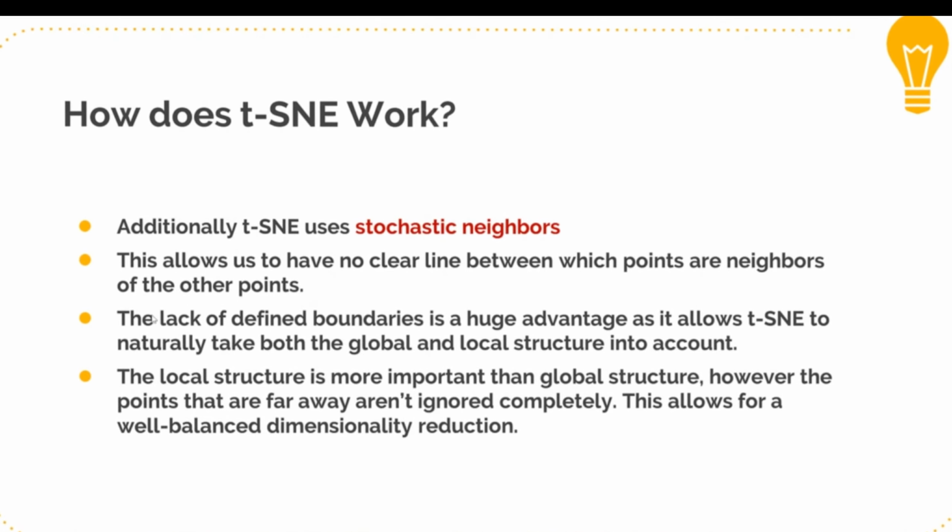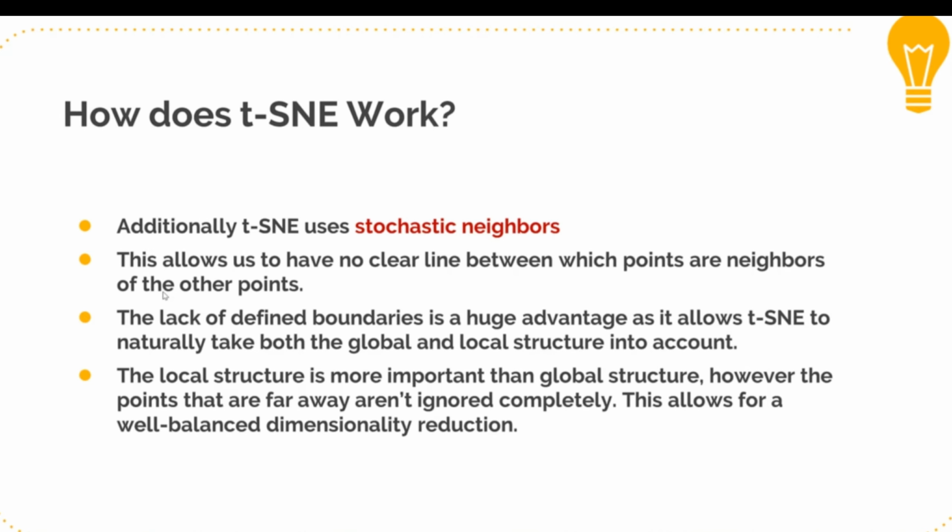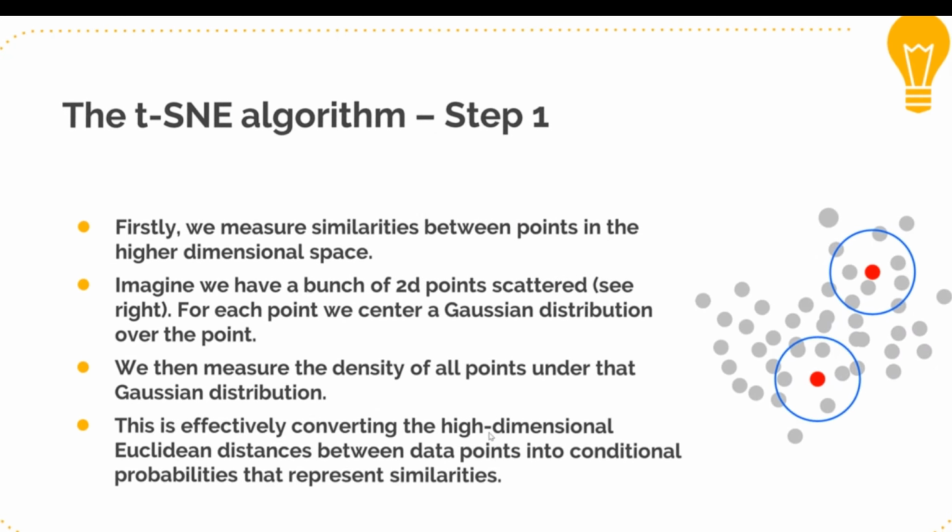So how does it work? Additionally, t-SNE uses stochastic neighbors. This allows us to have no clear line between which points are neighbors of the other points. The lack of defined boundaries is a huge advantage as it allows t-SNE to naturally take both the global and local structure into account. The local structure is more important than global structure. However, the points that are far away aren't ignored completely. This allows for a well-balanced dimensionality reduction. Okay? So let's look at the steps.